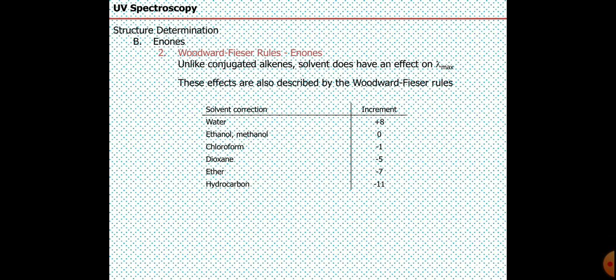Solvent does have an effect on lambda max for dienes. The solvent plays an important role in determining the lambda max value, so this effect is also described by the Woodward-Fieser rule. If water is used as a solvent, then plus 8 nanometer is added to the base value. If alcohol, methanol or ethanol is used, then no value will be added to the base value. If chloroform is used as a solvent, then minus 1 nanometer will be added.